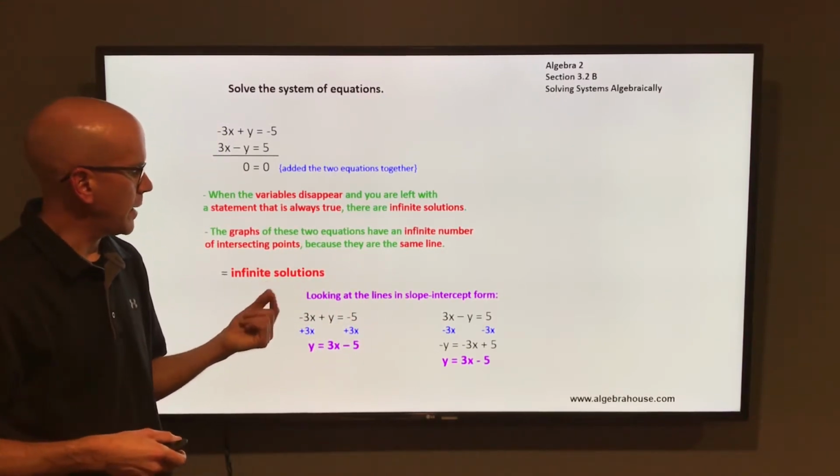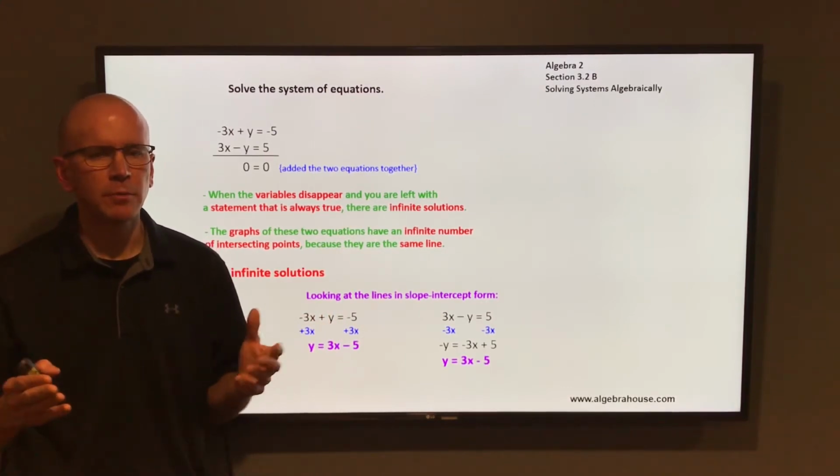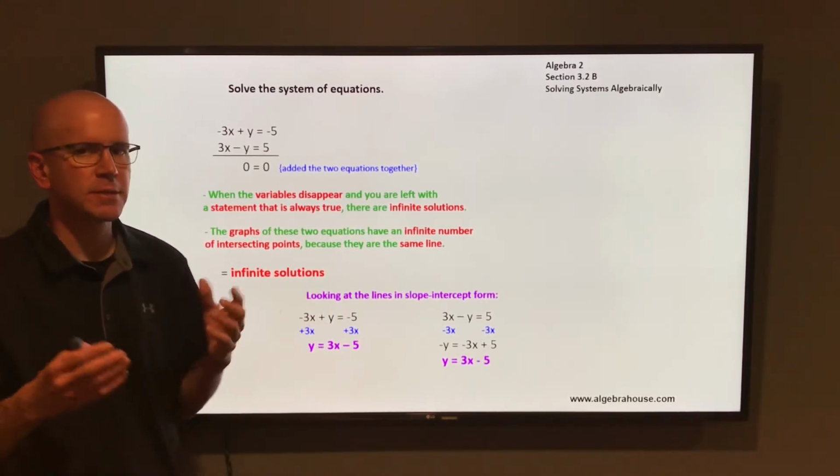Same thing, same slopes, same y-intercept, same equation. So they are the same line. Therefore, they have an infinite number of solutions. A solution is an intersecting point of the two lines. There are an infinite number here because it's the same line.